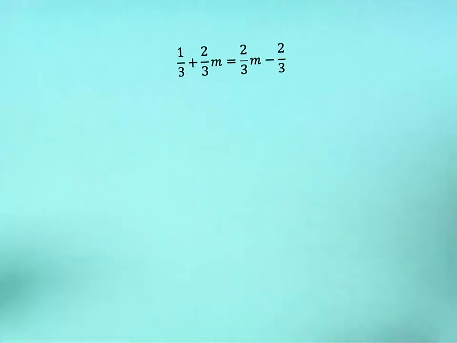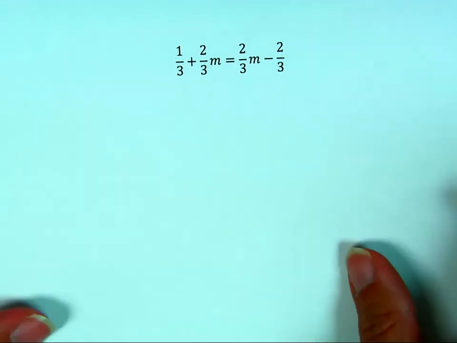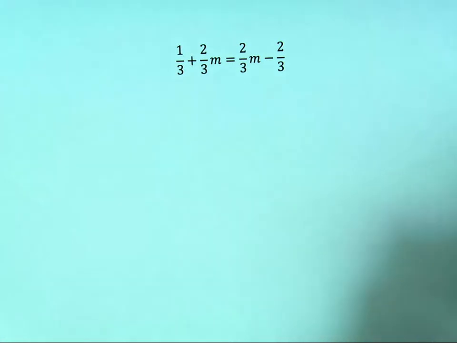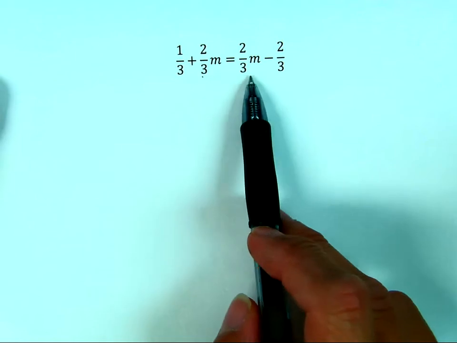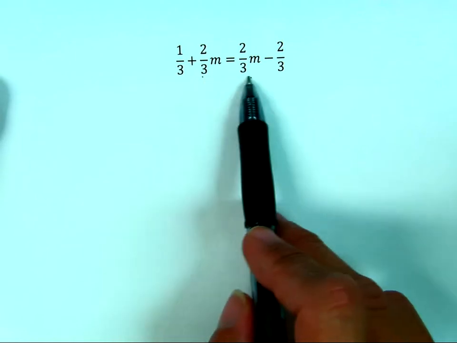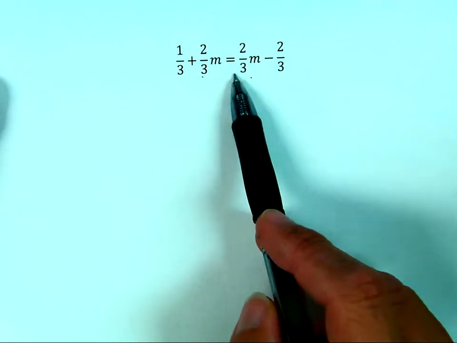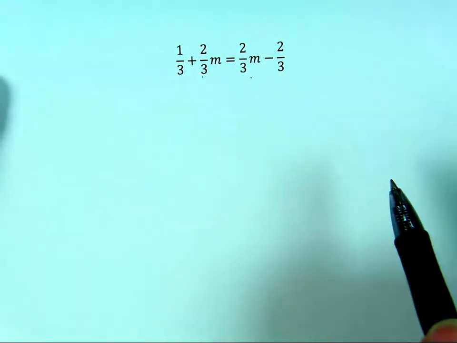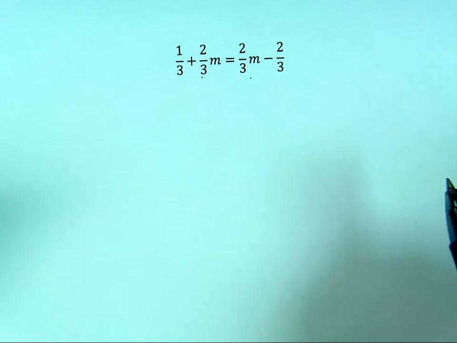So there's different ways you can look at this. Some people look at it and they don't recognize that the variables are the same. Do you see how there's a 2/3 m on both sides? If you can see that you have the same amount of variables on both sides and you cancel those out and the statement that's left is false, I already know this is a no solution.